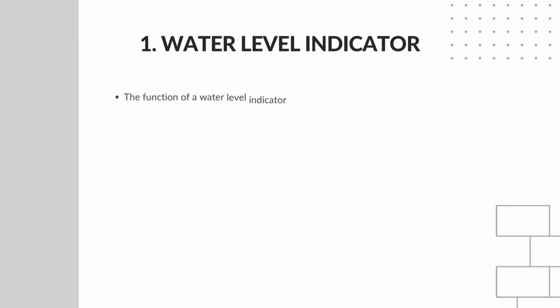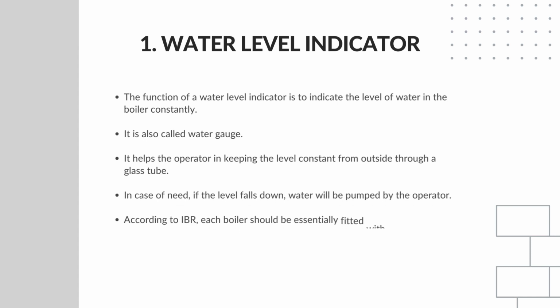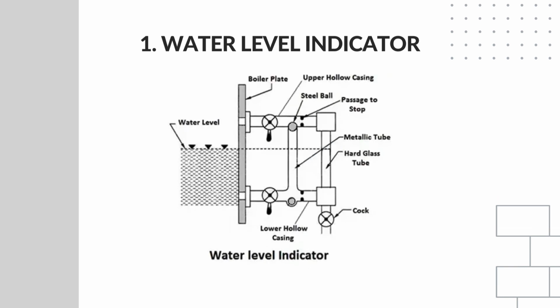Now, the first mounting is the water level indicator. The function of a water level indicator is to indicate the level of water in the boiler constantly. It is also called a water gauge. It helps the operator keep the level constant from outside through a glass tube. In case of need, if the level falls, water will be pumped in by the operator. According to IBR, each boiler should essentially be fitted with two water gauges. This is the figure of the water level indicator.